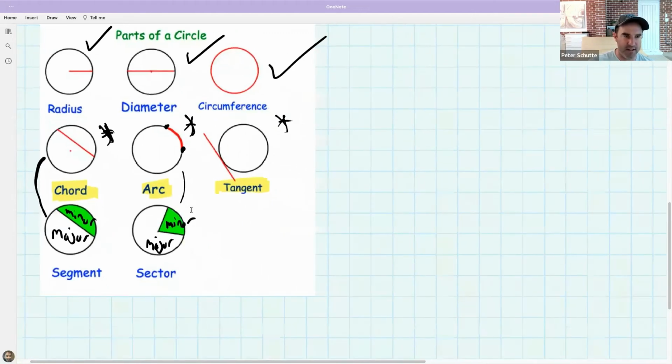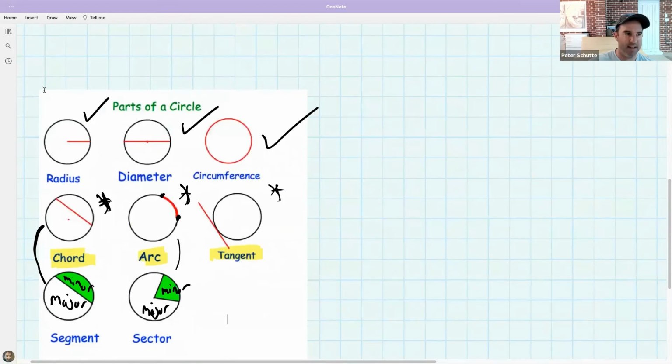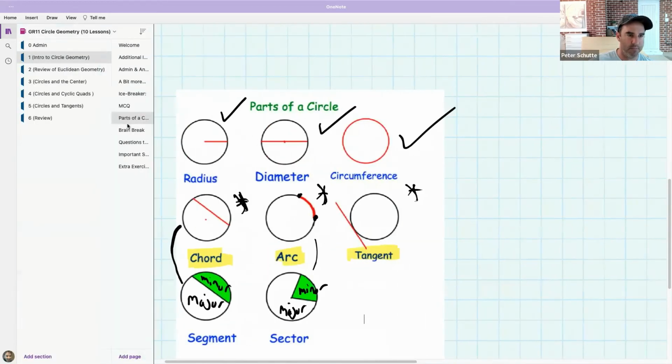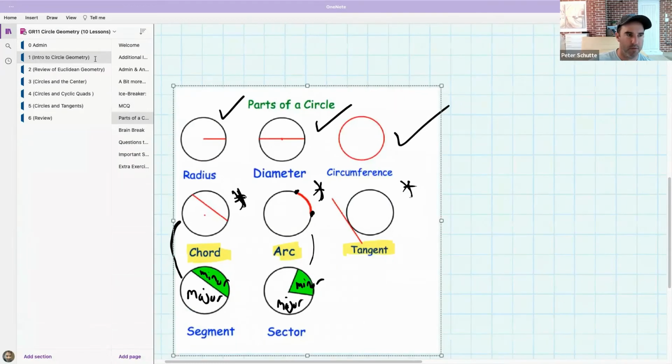Okay, so that is some vocabulary. Let us move on a little bit. So, yeah. My dogs aren't too loud.